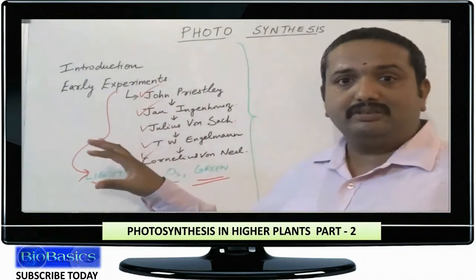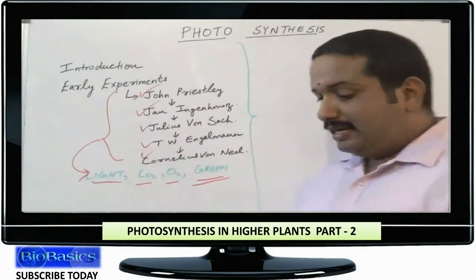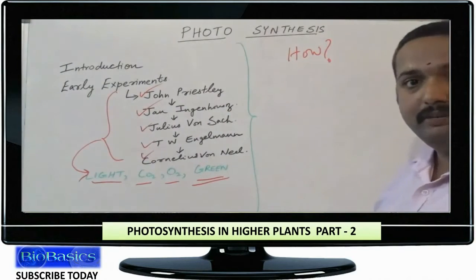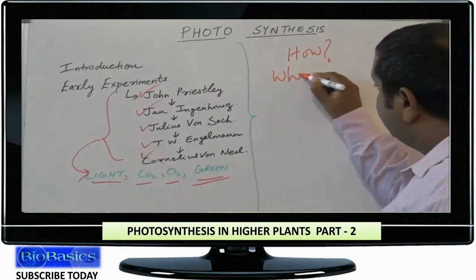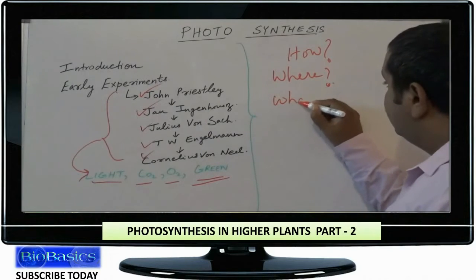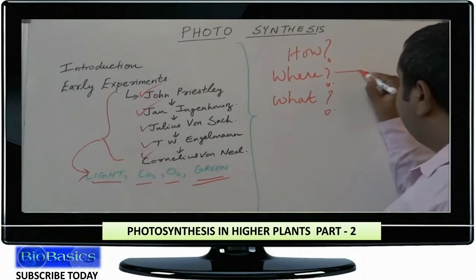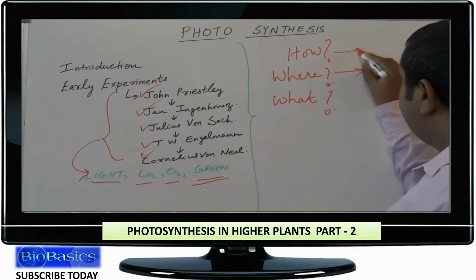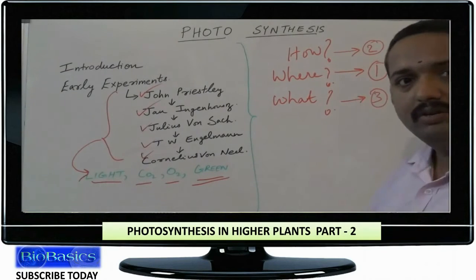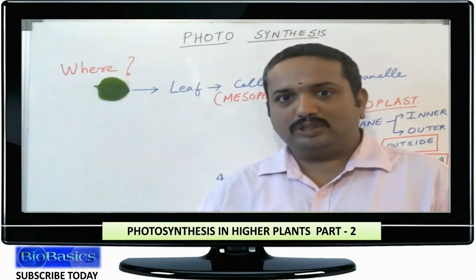So we know all this information from the early experiments, and now we are going to move into how photosynthesis takes place. More importantly, where does photosynthesis take place and what are the products of photosynthesis. Now we are going to see the where first, then we will see the how, and third we will see what are all involved in photosynthesis. Fine. Now we are going to see where does the photosynthesis take place.